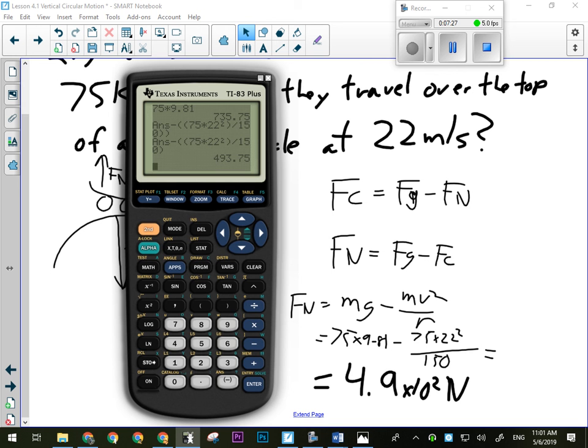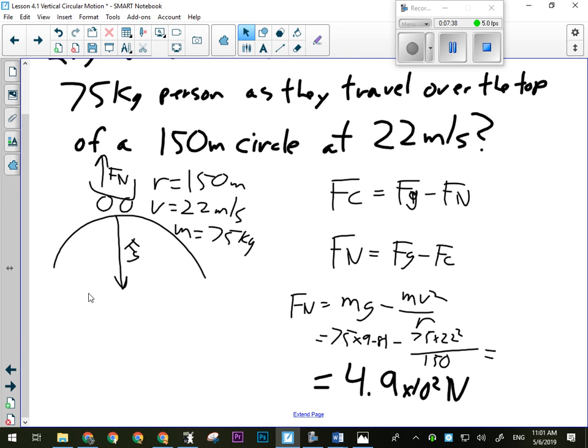Newtons, not meters per second, because it's a force. So this person feels a little lighter than normal. Is that kind of logical? Yeah, it is logical. They should feel a little lighter than normal going over the top of a vertical circle. We saw how that worked last week. All right, questions on that one? That's a very typical vertical circular motion question. Hunter, question? No.